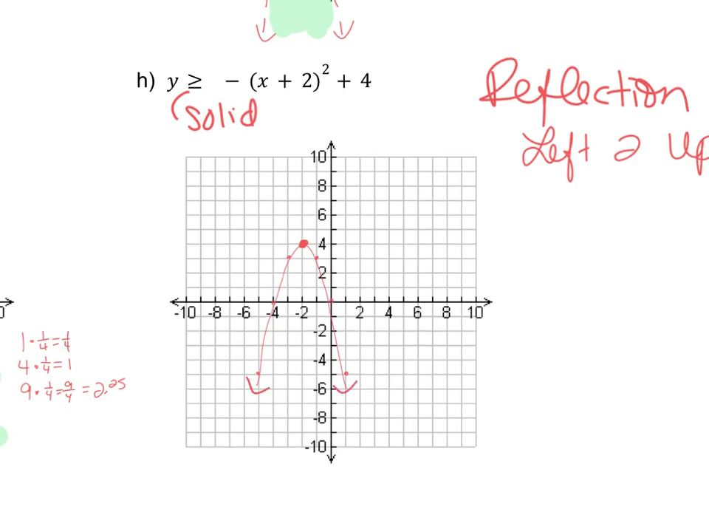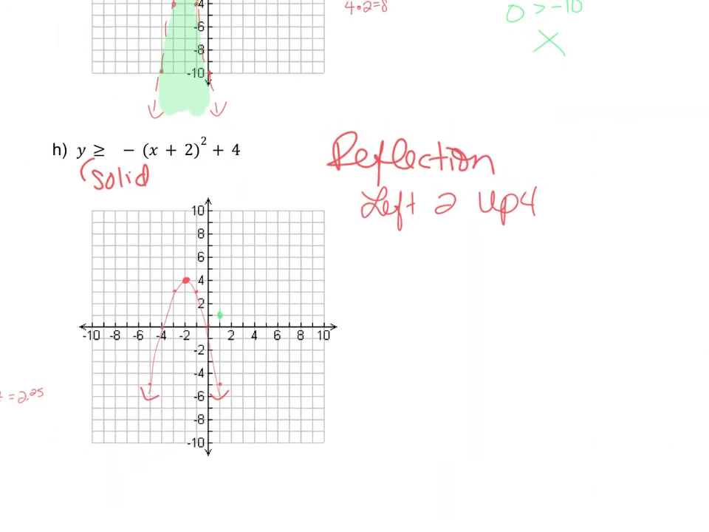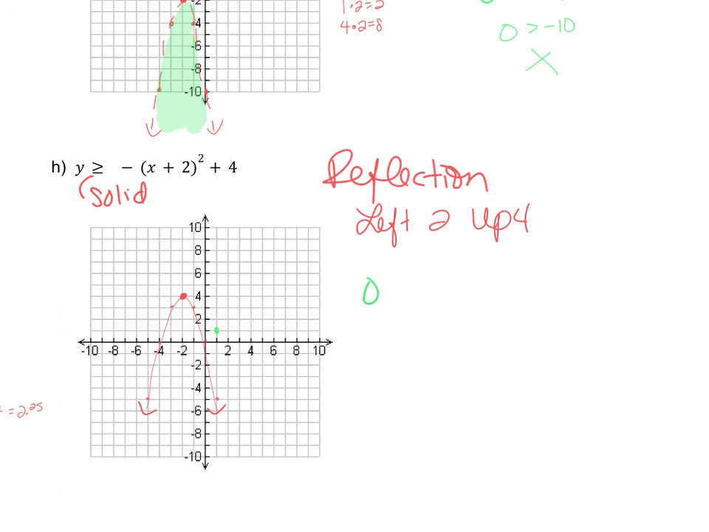Okay, this one, I'm glad we're finishing on this one. You can't pick (0, 0) on this one because (0, 0) is on the line. So pick a different number. I'm going to pick (1, 1). So is 0 greater than or equal to negative (1 plus 2) squared plus 4? Put that in your calculator, and you get negative 5. Is 0 greater than or equal to -5? Yes, it is, so I'm going to shade on that side.